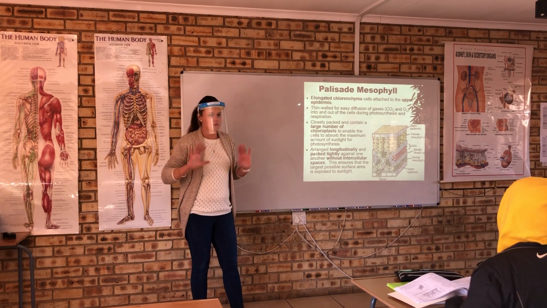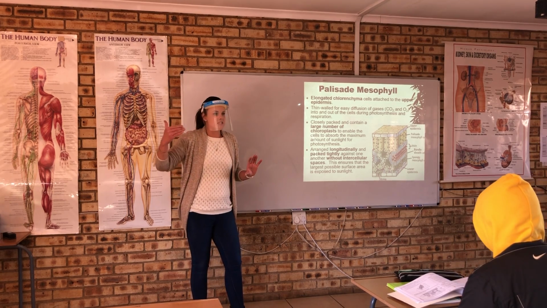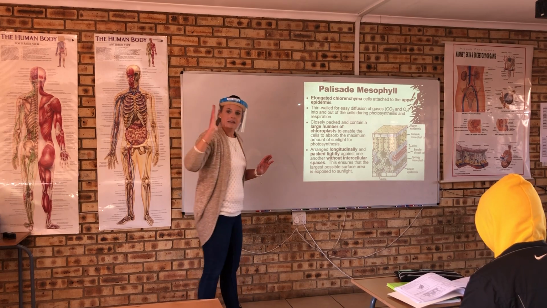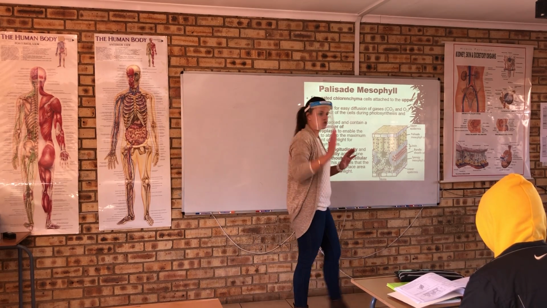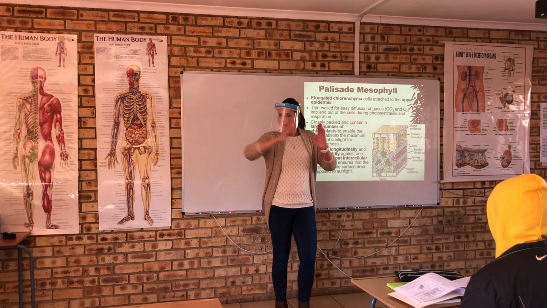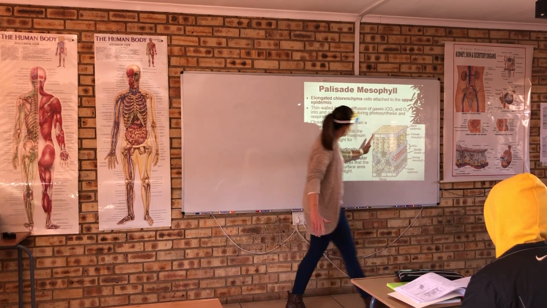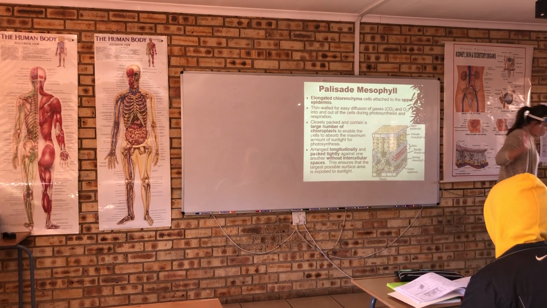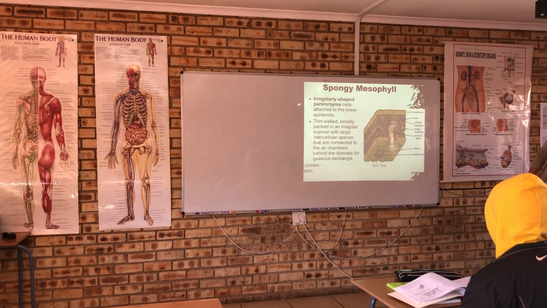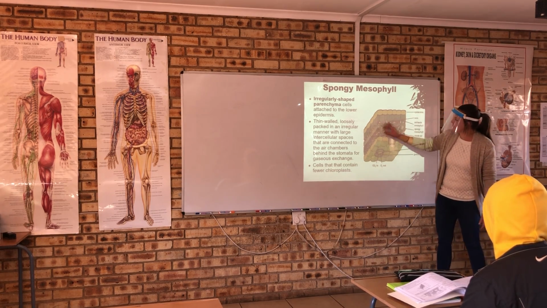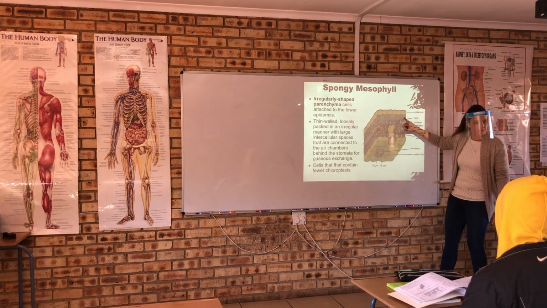Palisade mesophyll, are you all happy with that? Remember I spoke yesterday about palisade? Here we have these cells longitudinally, one next to each other. Then we have our spongy mesophyll. Our spongy mesophyll makes up the lower level of the leaf. So there's our palisade mesophyll.